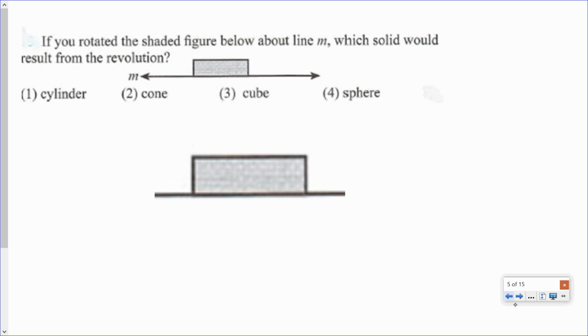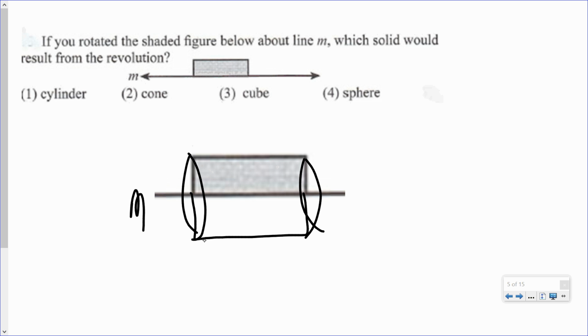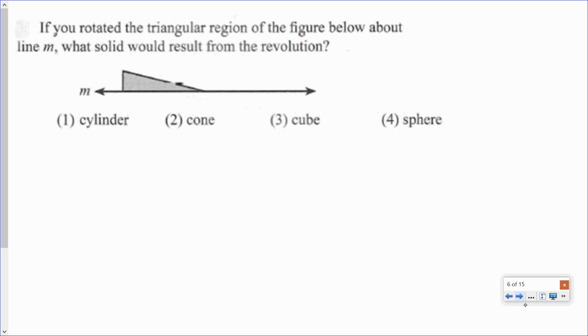Okay, 3. If you rotated it about line M, so this is line M here, I reflect in 2 dimensions, I connect the original and the image with curves, cylinder. I reflect in 2 dimensions, I connect with curves, cone. Hopefully this is making sense. It's pretty simple as long as you follow the procedure. Reflect it in 2 dimensions, connect it with curves.